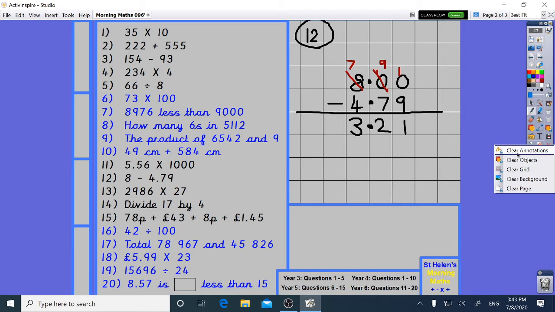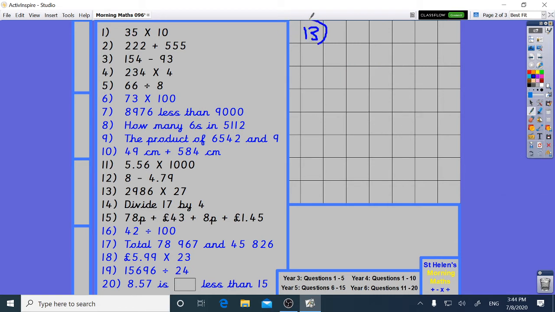And we're on question 13. And we're in a blue pen. That's okay. 2,986 times 27. Long old multiplication here for year 5s. Try and work on getting this sorted by the end of year 5 if you can. That would be excellent. So 7 times everything first. I'll do that in this purple. 7 times 6, 42. 7 times 8, 56 plus 4, 60. 7 times 9, 63 plus 6, 69.